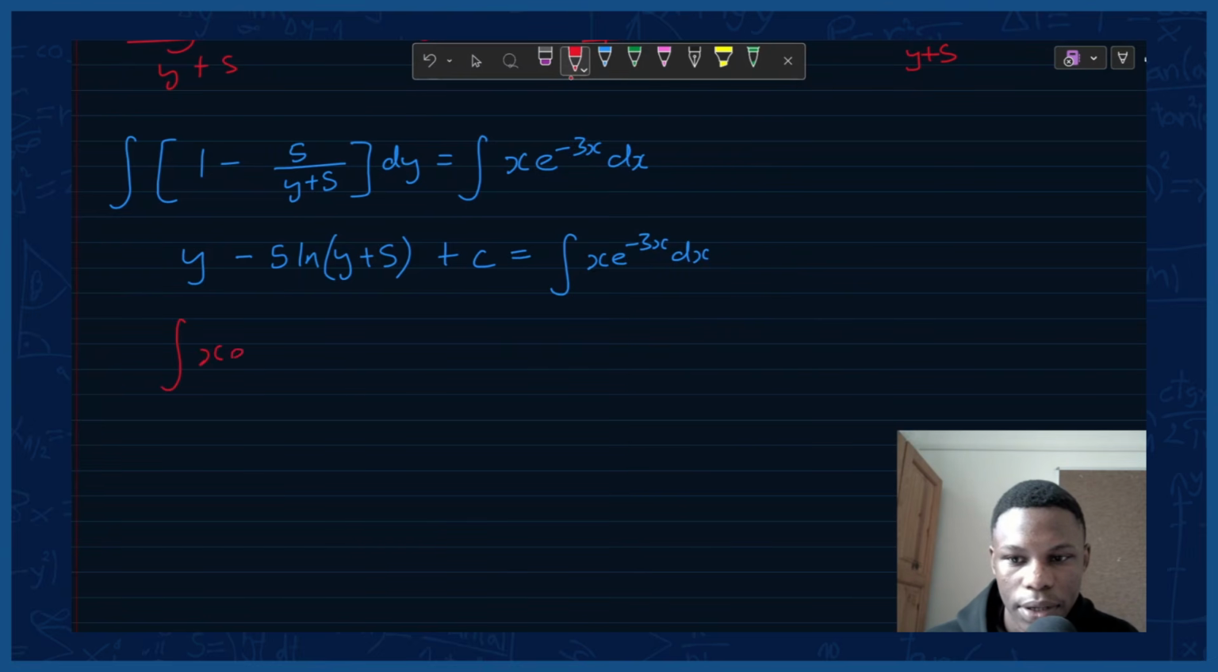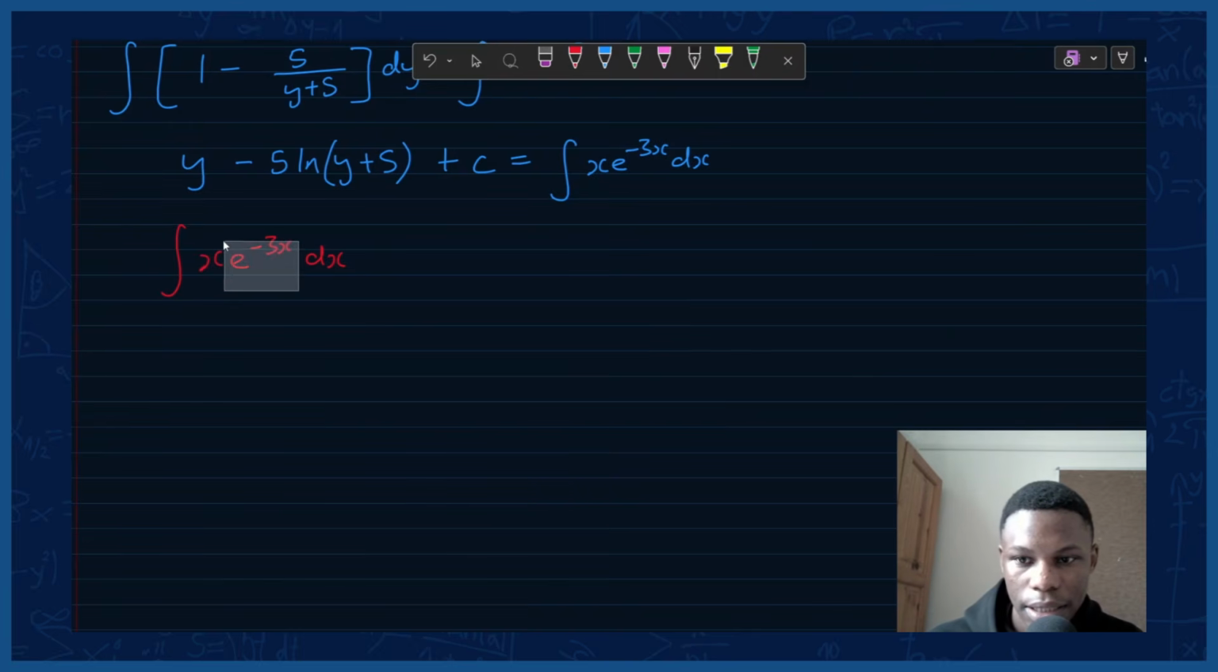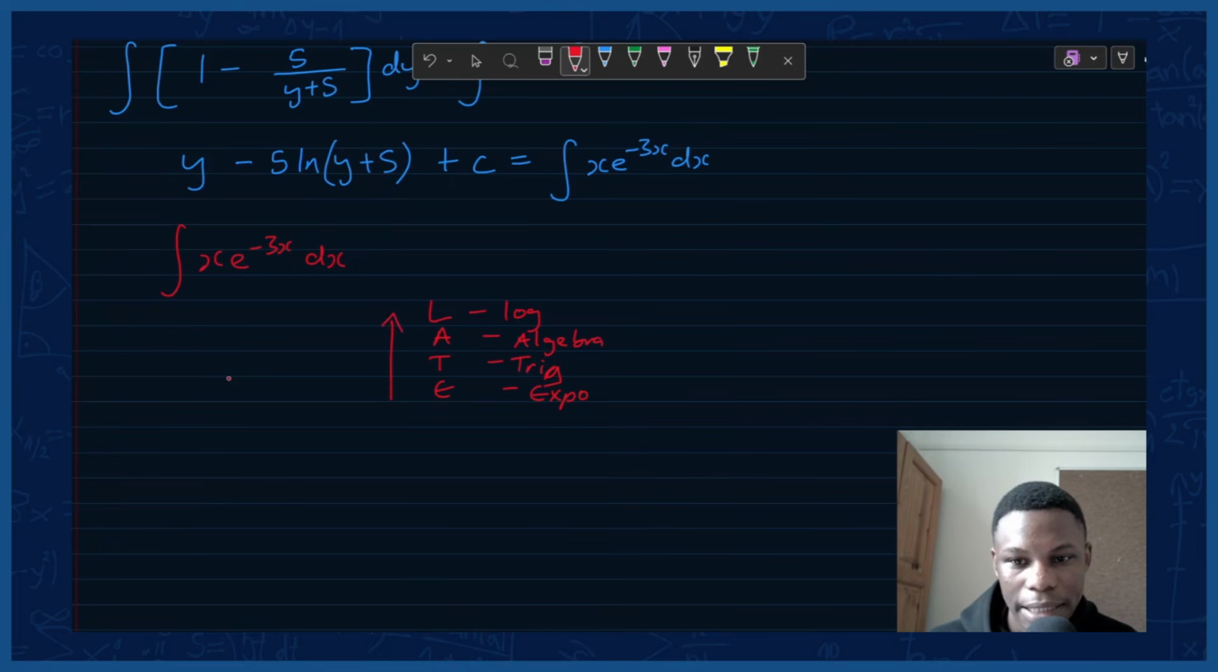So the integral of x e to the negative 3x dx, this is a product that we can usefully integrate by parts. And to pick what's u, use the LATE framework. So here L stands for your logarithms, A stands for your algebra, and then T is your trig, and then E is your exponentials. So whatever is higher up on the list, that's what you pick as u. So in our case, we've got algebra and exponentials.